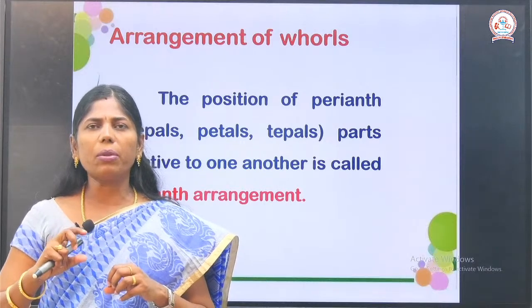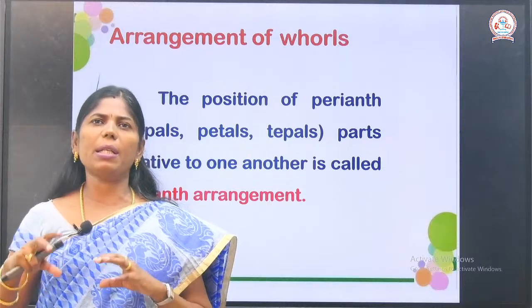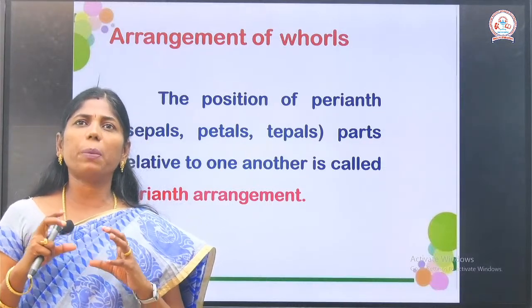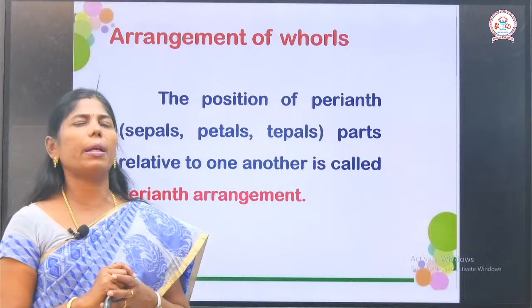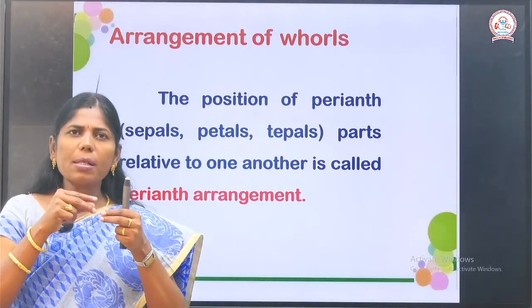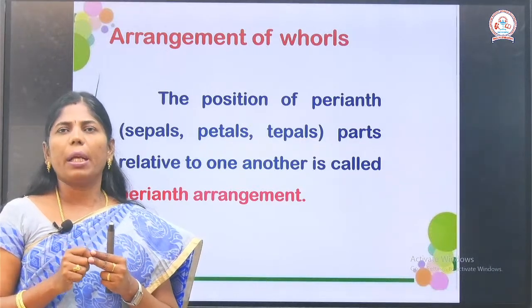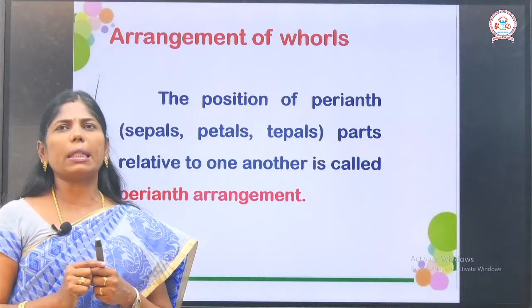So we have to segregate the calyx and corolla, that is, in diclamydous conditions. The position of the perianth is given. So what is the perianth? When the calyx and corolla are not differentiated, they form a single whorl, and that whorl is considered a perianth. Each segment of the whorl is called a tepal.